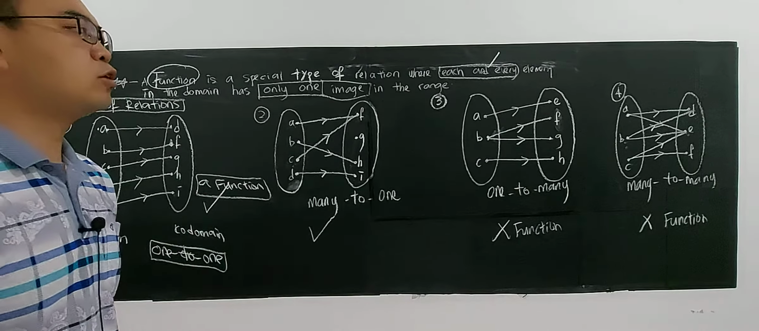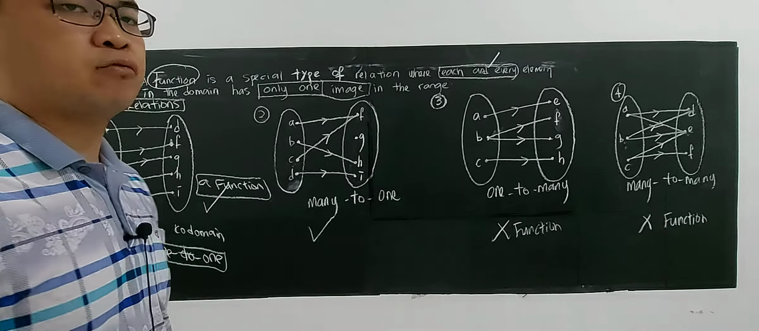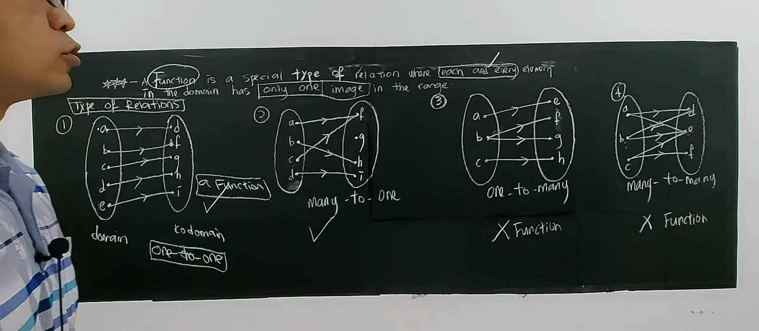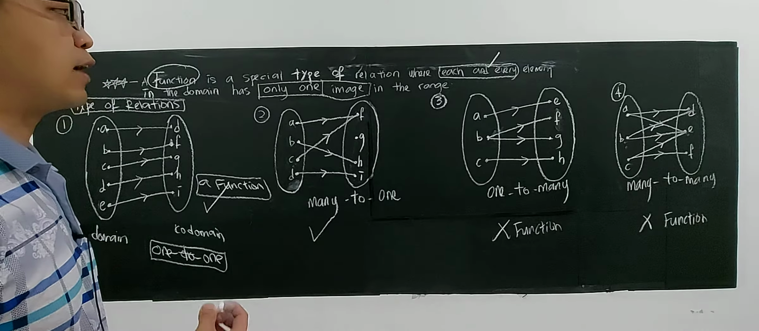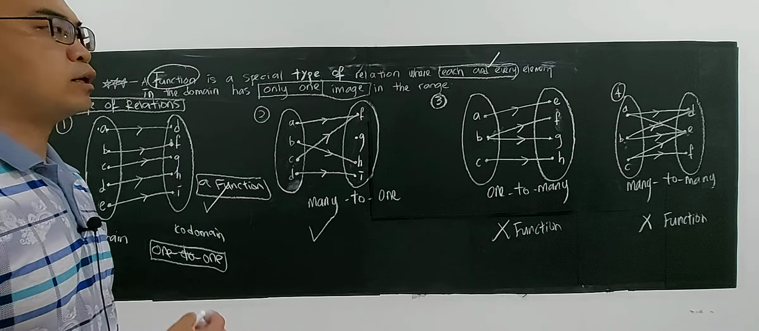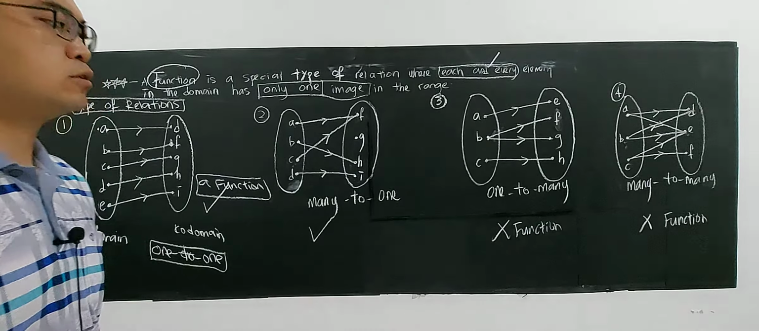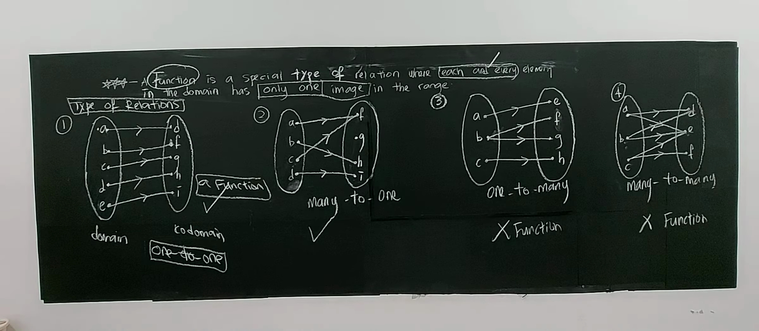So in the next video, we're going to discuss the vertical line test. The test is to confirm whether a graph or an equation is a function or not. So that's all for this video.